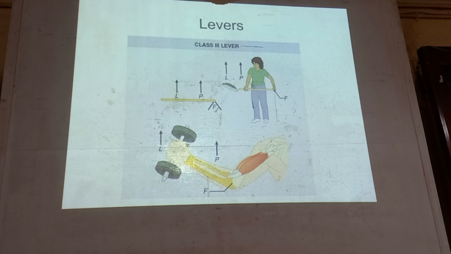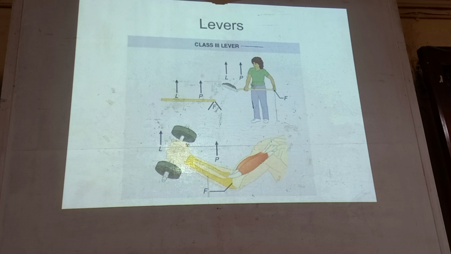Insertion of the muscle is close to the joint and the load is away from it. Here it is shown lifting up a dumbbell. Muscles brachialis and biceps are inserted just beyond the elbow, close to the elbow. Elbow is the fulcrum here. Close to the elbow is the muscle, the power, the effort, and far away is the weight. Most of the anti-gravity muscles are of class 3.